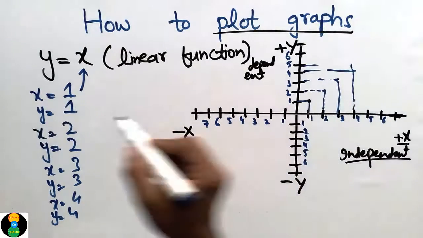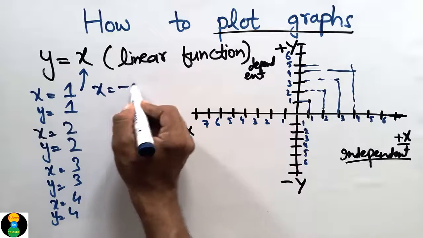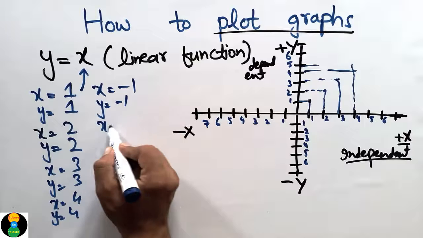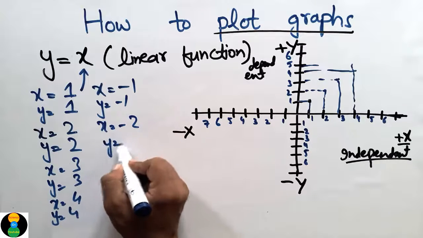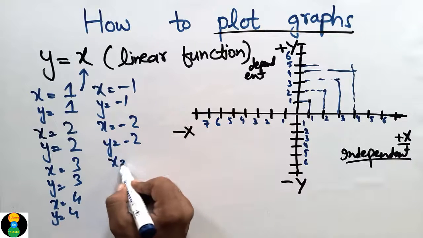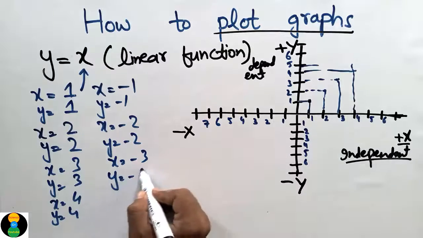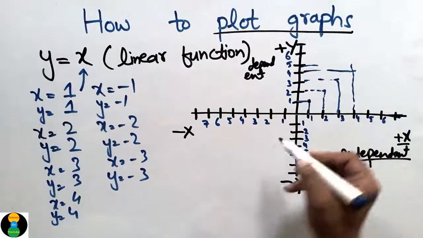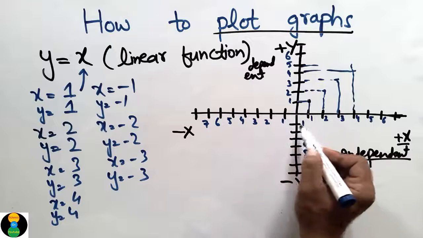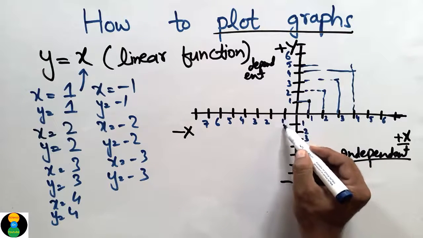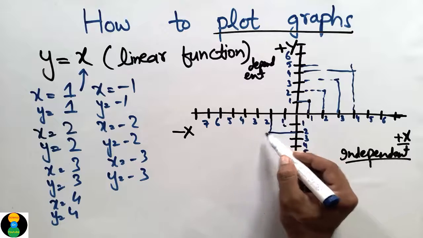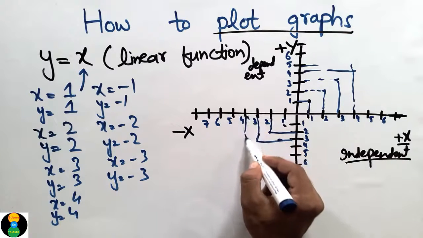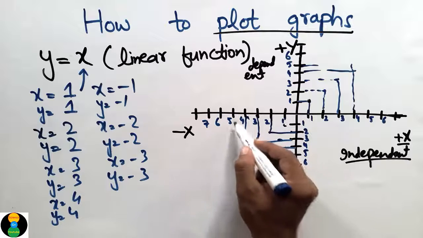Now when we put x as negative 1 here, y also comes out to be minus 1. Minus 2, y also comes out to be minus 2. And x is equal to minus 3, y also comes out to be minus 3. Because it's a linear function, they are both equal. Similarly, minus x here and minus y here. So plotting these, when x is equal to minus 2, y is also equal to minus 2, and x is equal to minus 3, y also comes out to be minus 3.